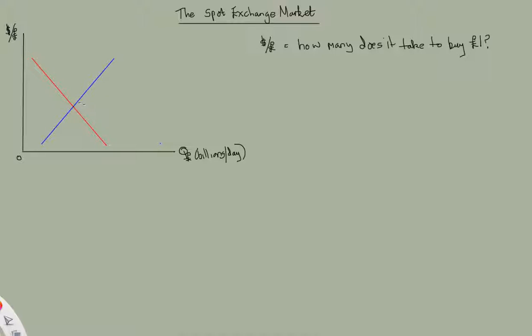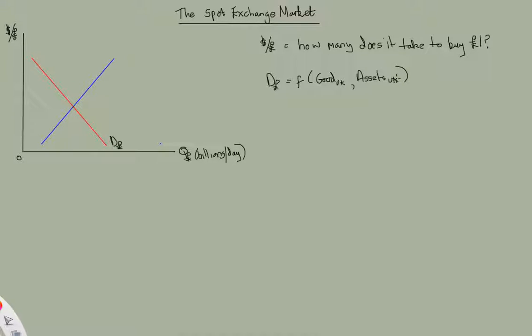So here we have a downward sloping demand curve for the pound. And that just says that if the pound is expensive, people demand fewer pounds. So the demand for the pound is a function of the demand for goods and services, British goods and services, goods from the UK, etc. And then if people want to buy assets, British pound denominated assets in the UK.